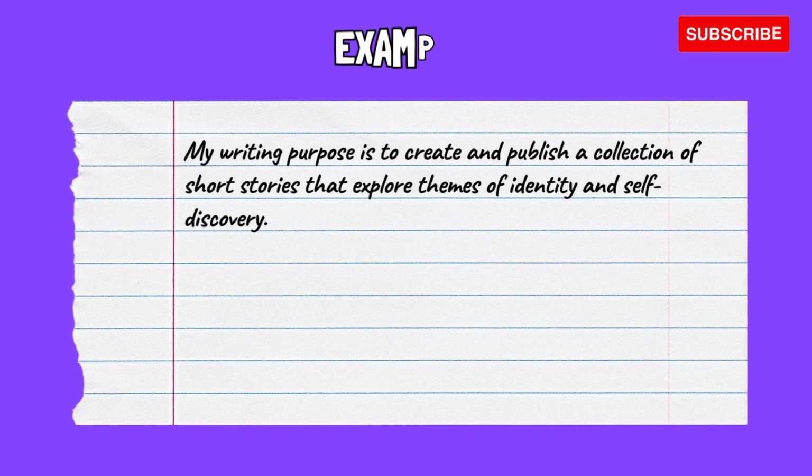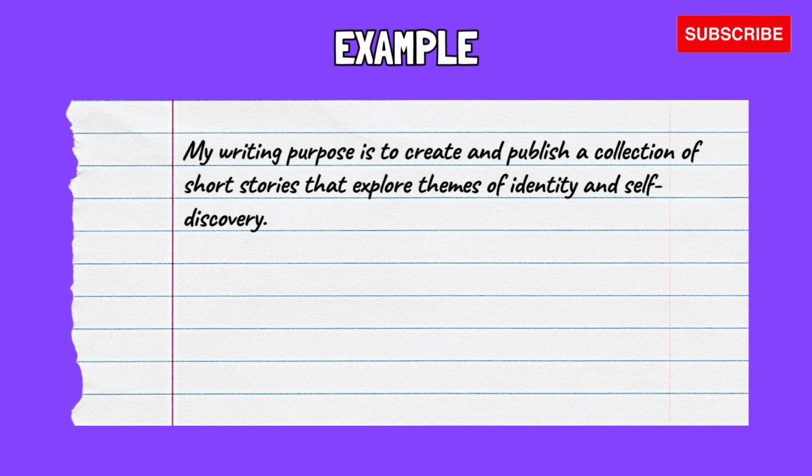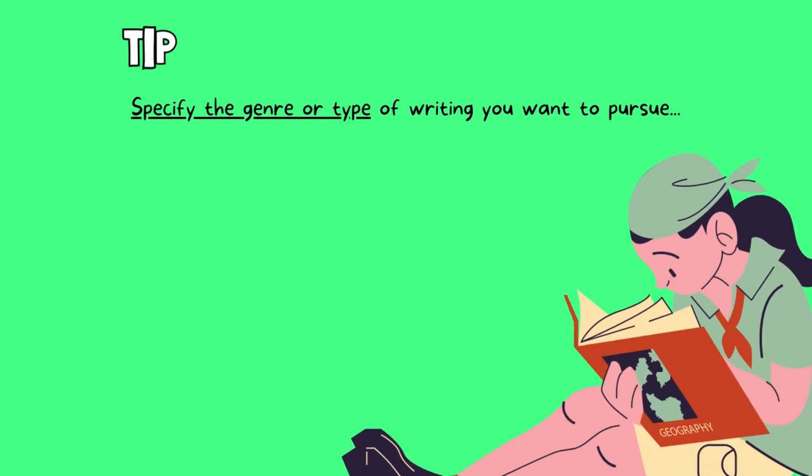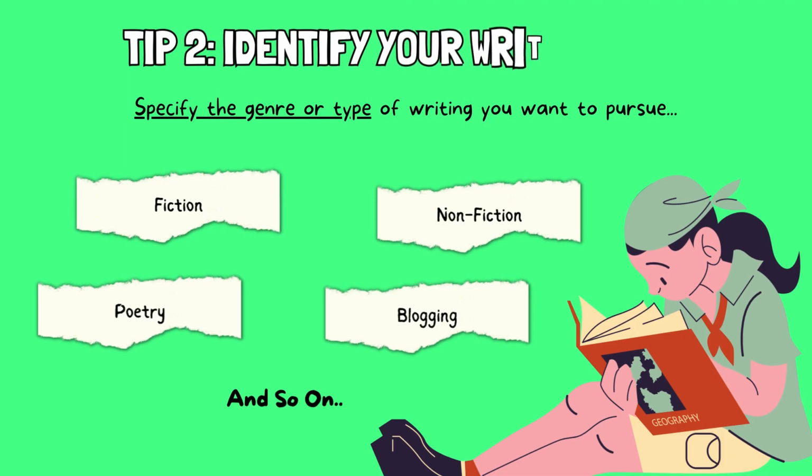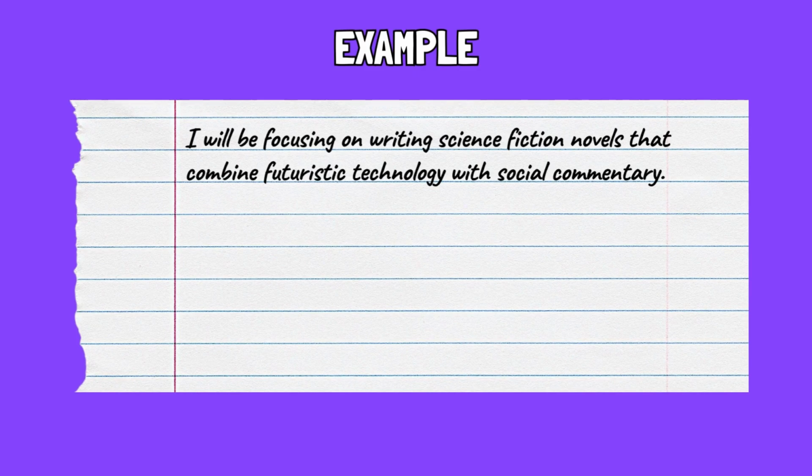For example, my writing purpose is to create and publish a collection of short stories that explore themes of identity and self-discovery. Tip 2. Identify your writing area. Specify the genre or type of writing you want to pursue, such as fiction, nonfiction, poetry, or blogging. Focusing on a particular area will help you tailor your goals to your specific interests and strengths. For example, I will be focusing on writing science fiction novels that combine futuristic technology with social commentary.